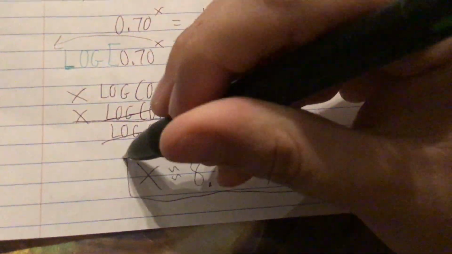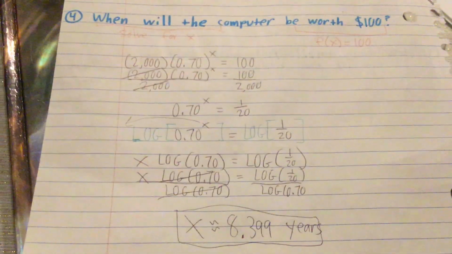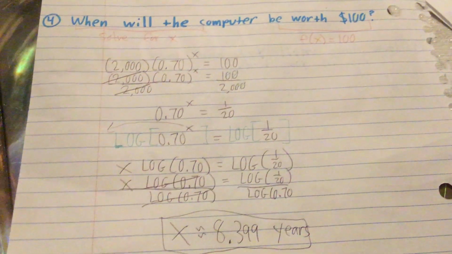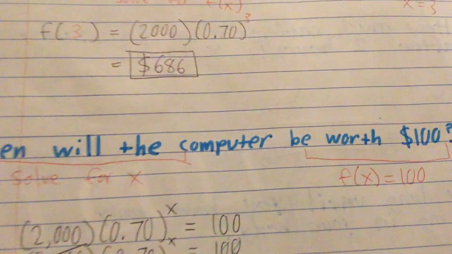So how long does it take for the computer to be worth $100? About 8.399 years. Okay, now I want to end it on a fun one because I'm sure this is what's going to hook you.